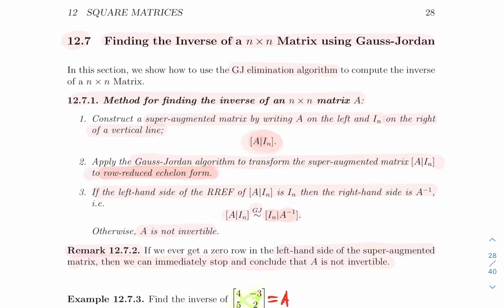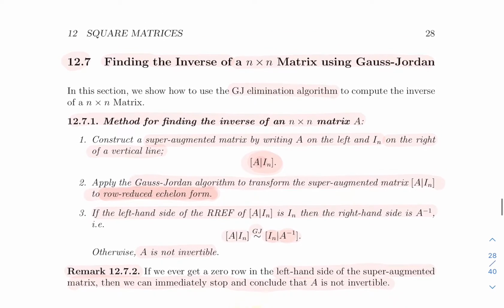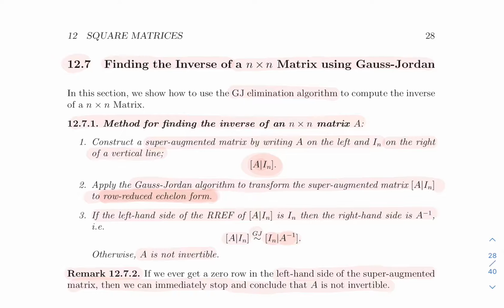All right, hello everyone. So in this video, we're going to look over how to compute the inverse of an n by n matrix using the Gaussian elimination algorithm. So how do we find the inverse of an n by n matrix using Gaussian? The good news here is that for the last two sections, 12.7 and 12.8, you already know all the computations to compute the inverse because it's based on the Gaussian elimination algorithm.